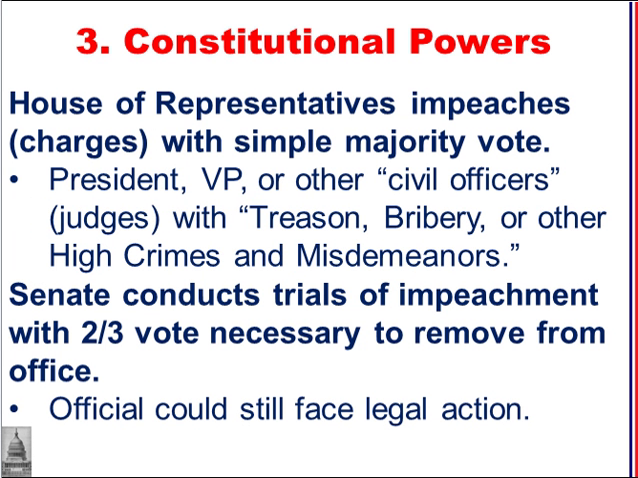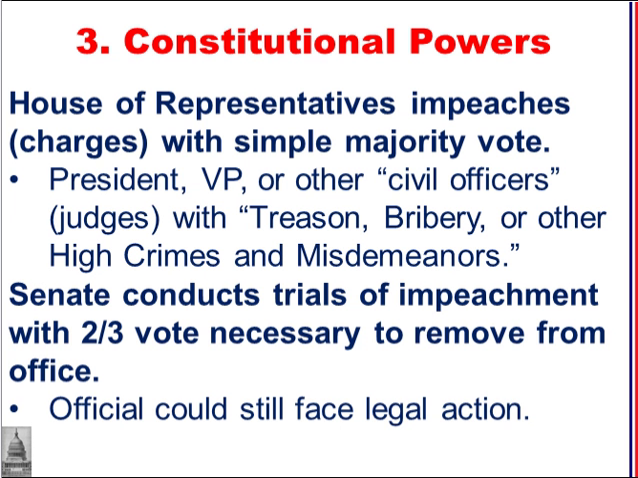We know that the House of Representatives, if we're continuing with the constitutional powers of Congress, has the power to impeach with a simple majority, to charge, and that's what impeach means. Impeach just means to charge, to indict the president, the vice president, or other civil officers, like federal judges, with treason, bribery, or other high crimes and misdemeanors.